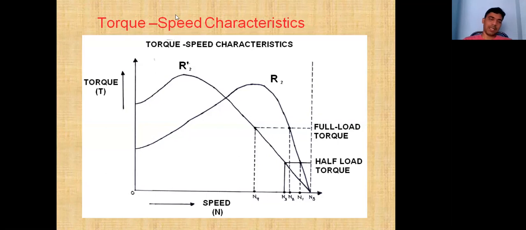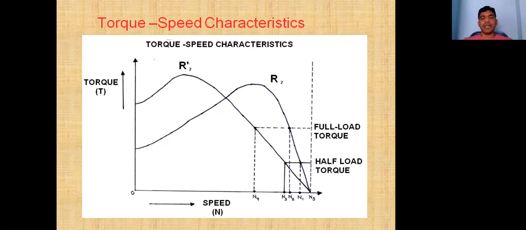With inserting additional resistance, the starting torque is increased, and maximum torque is obtained for lesser speeds. These are the speed torque characteristics.